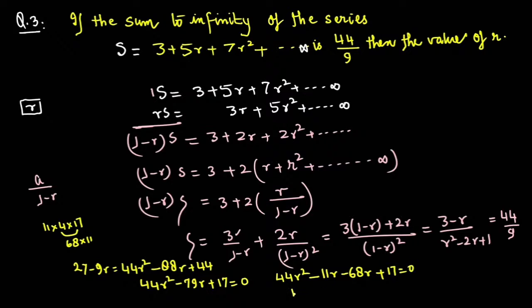From here I am taking common 11r, and from here I am taking minus 17 common. So what will be the remaining? It will be 4r minus 1 is equal to 0. So the r value is 17 by 11 and the r value is 1 by 4. This is the answer of question number 3.